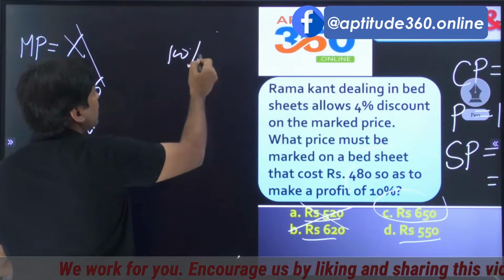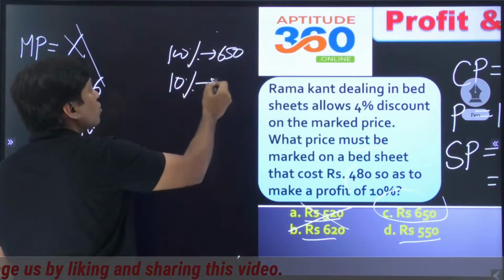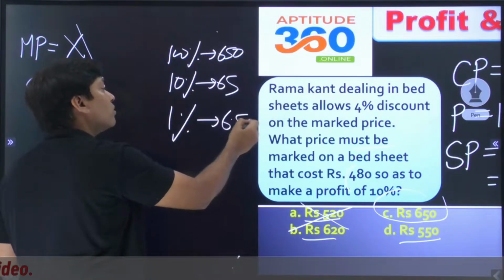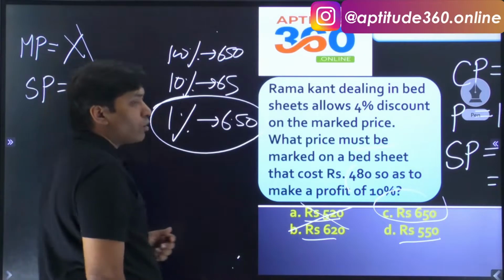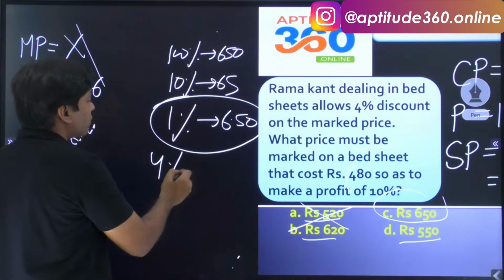100% of a value is 650. So what is going to be 10%? Remove one zero from here also. What is going to be 1%? This is going to be 6.50. And if you know 6.50, you don't have to pick up the pen to understand this thing. So you'll have to find out 4% of this value. 4% is what?